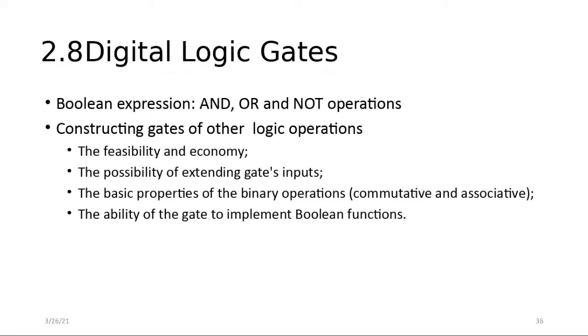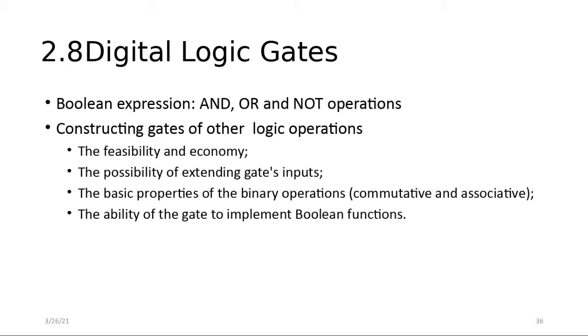So why do we need other gates? Because we have the 3 basic gates, and we can create all circuits from them. So why do we need the others? Because of feasibility and economy, they are more economic than the circuits created from the basic gates. Those circuits must be very huge, so you may want to use other gates.